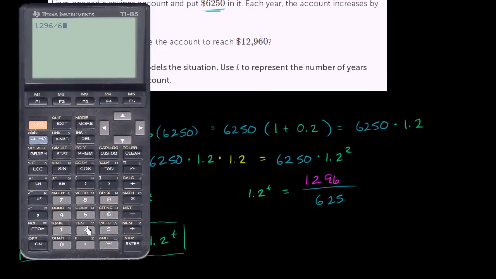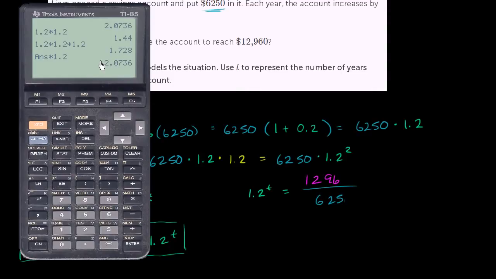1296 divided by 625 is this value. So let's see how many times we have to multiply by 1.2. 1.2 times 1.2 doesn't get us close enough, so let's try it 3 times. Let's just take 1.2 times 1.2 times 1.2. That still doesn't get us there. What if we were to multiply by 1.2 one more time? Well, that actually gets us there.